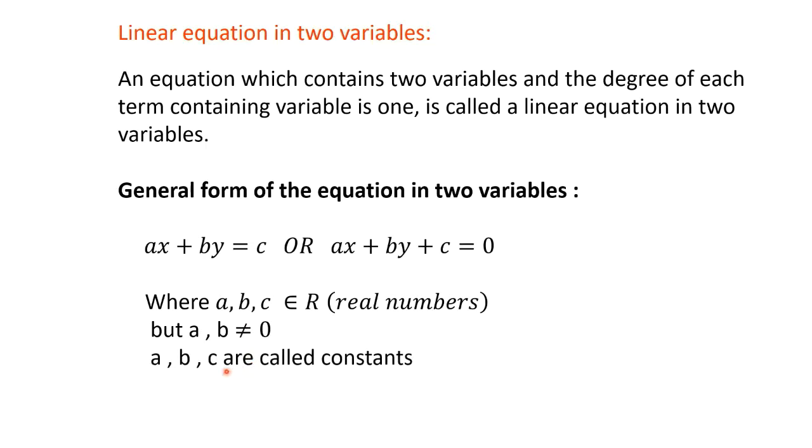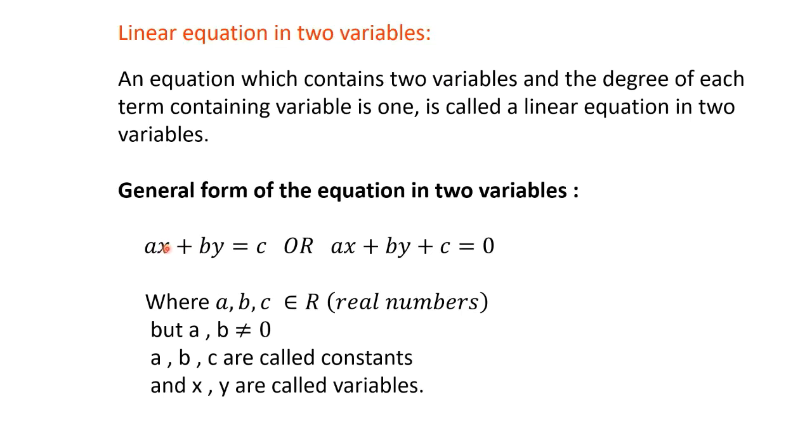Okay. Then a, b, c are called constants. Opposite to that, x and y are called variables. So in this way, we can understand the general form of linear equations in two variables. You have to keep in mind ax plus by is equal to c, where a and b cannot be 0, c can be 0, and the degree is 1.